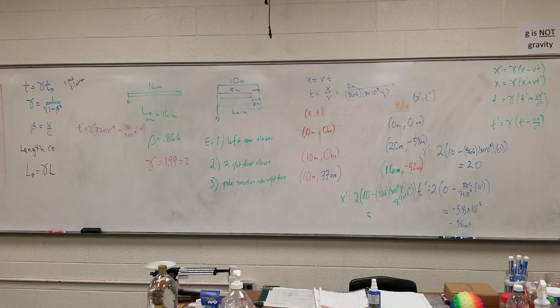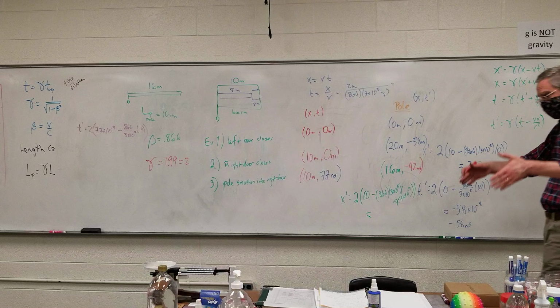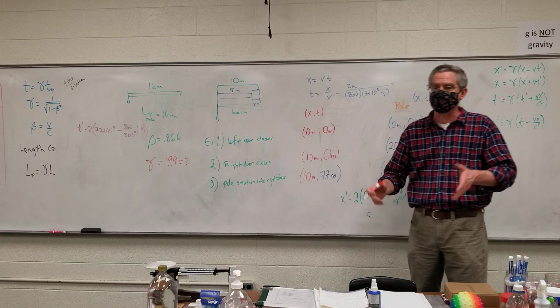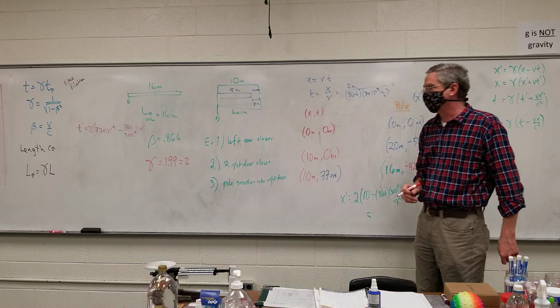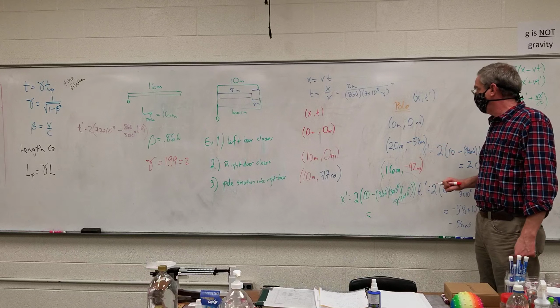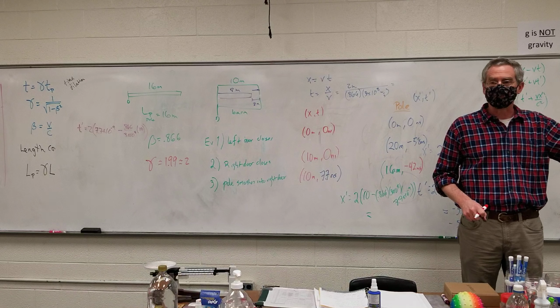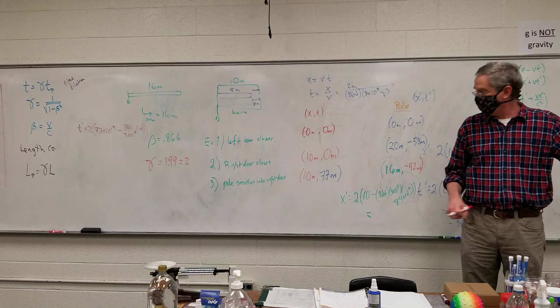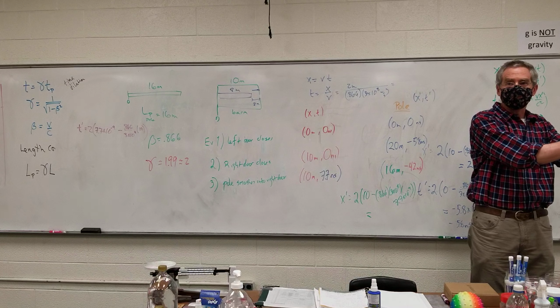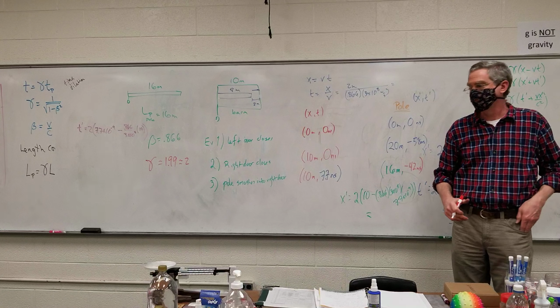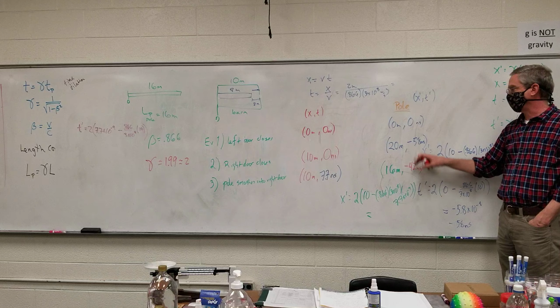So from the barn's point of view, the doors close at the same time, and then 7.7 nanoseconds later, the pole smacks into the right side. From the pole's point of view, the first thing that happens is the right door closes. Then the pole smacks into it, and then the left door closes. That happens first, that's next, and that's next.